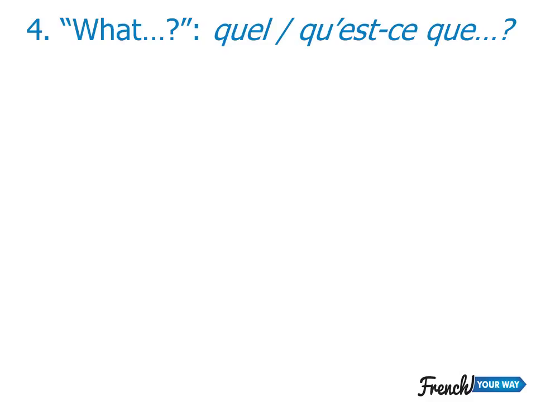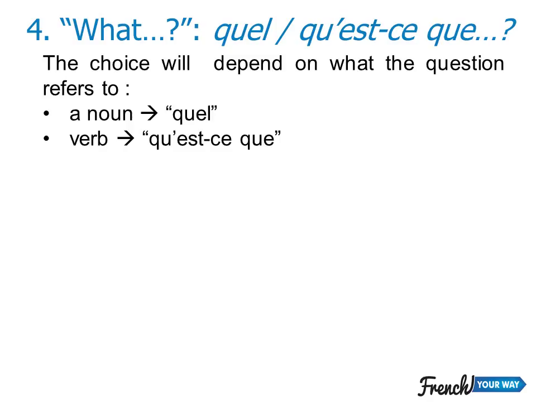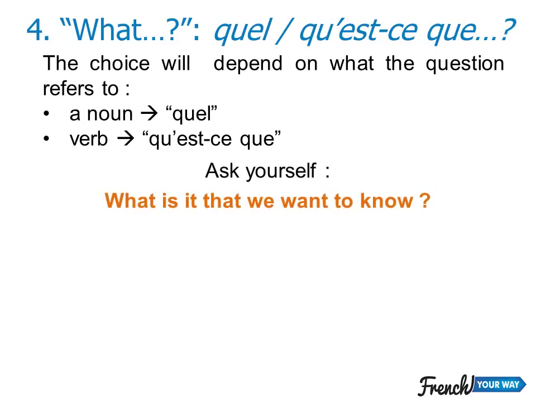I've noticed that students of every level in French have difficulties with the question involving the question word what. There are 2 main translations possible, quel and qu'est-ce. They have no difference in meaning, the only difference is grammatical. You will use quel when the question word refers to a noun and qu'est-ce when it refers to a verb. That can seem a little tricky, but there's an easy tip to know which to use.